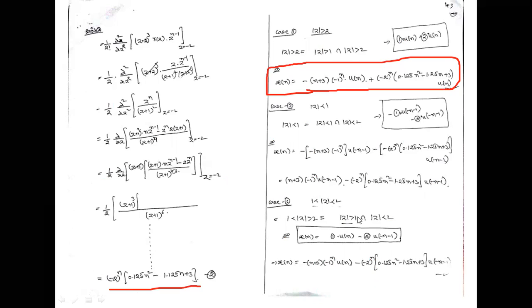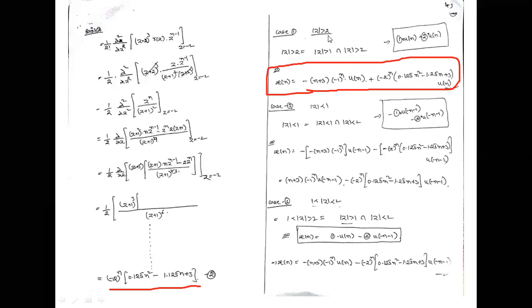And in the third case, z is greater than 1 and z is less than 2. So 2 power n is minus 1 whole power n. Now it depends upon the value. Z is greater than 1 means you can take it as mu of n. Z is less than 2 means minus 2 whole power n, which is multiplied with mu of minus n minus 1. So all the 3 cases we got.